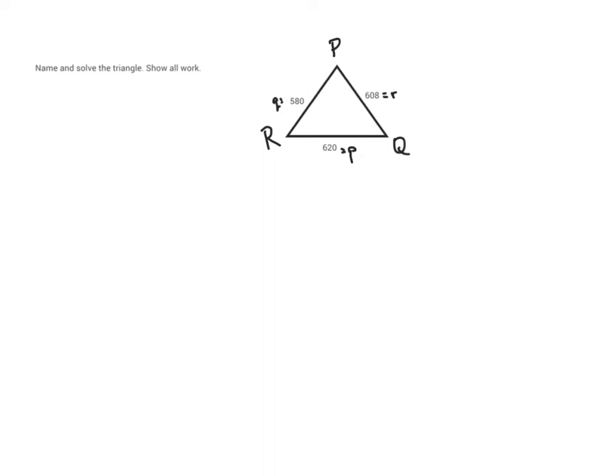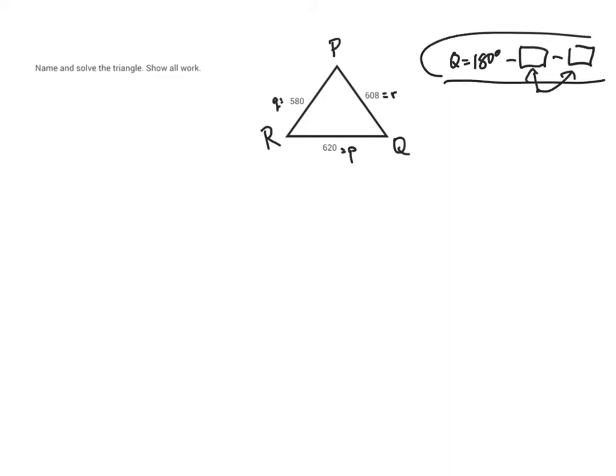The first question I always ask myself, do I know exactly two angles? Well, no, I don't know any angles. So I will not use the whole Q equals 180 degrees minus the two angles that I know. I can't use that because first I need to know the other two angles.